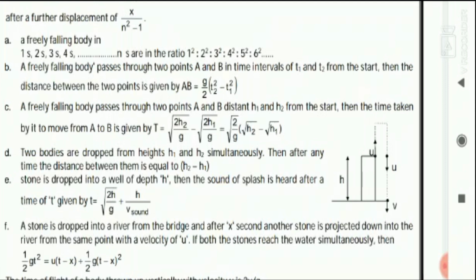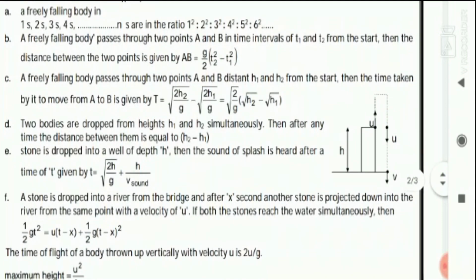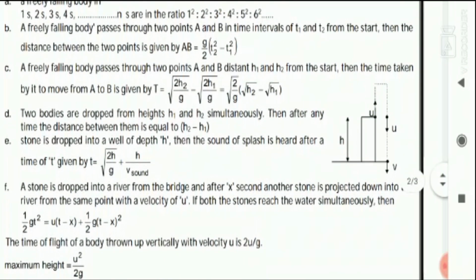For example, a freely falling body passes through 2 points A and B in the time interval of 2 seconds and 4 seconds from the start. Then the distance between the 2 points is given by, the question will be given like that. So t1 is 2, t2 is 4. Simply you substitute in this formula, you can get the answer. How simple it is, you only see.